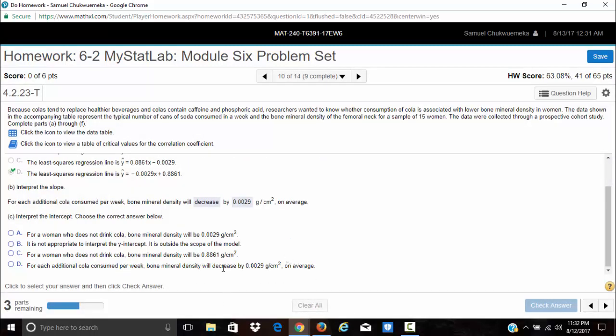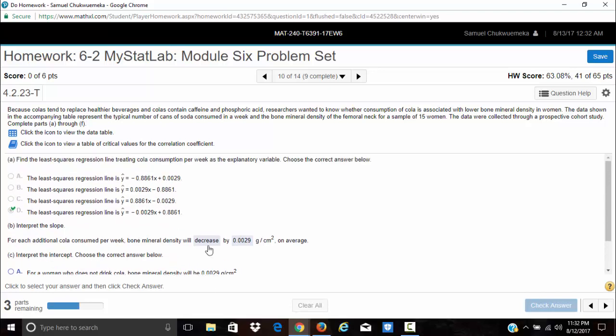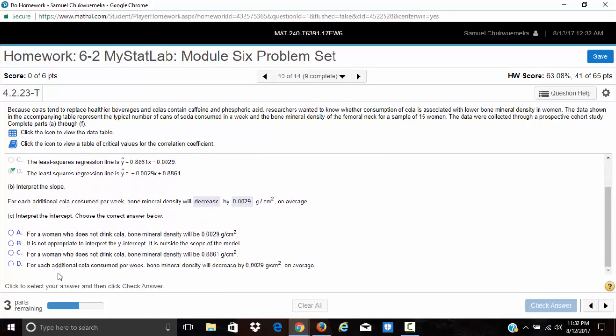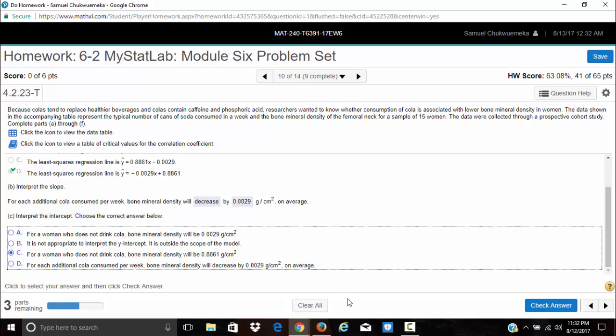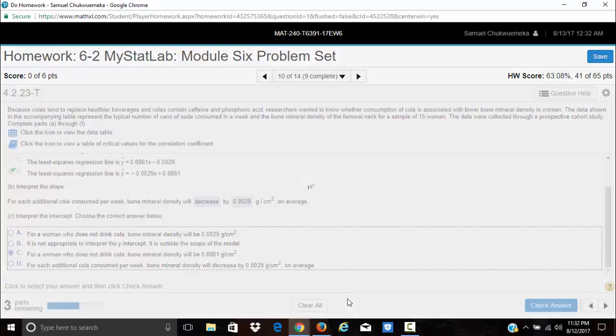Interpret the intercept. Intercept is when x is 0. So for a woman who does not drink cola, bone mineral density will be 0.0029. No, it will be 0.8861. Okay, because when x is 0, that is when you find your y-intercept. So the correct option is C.